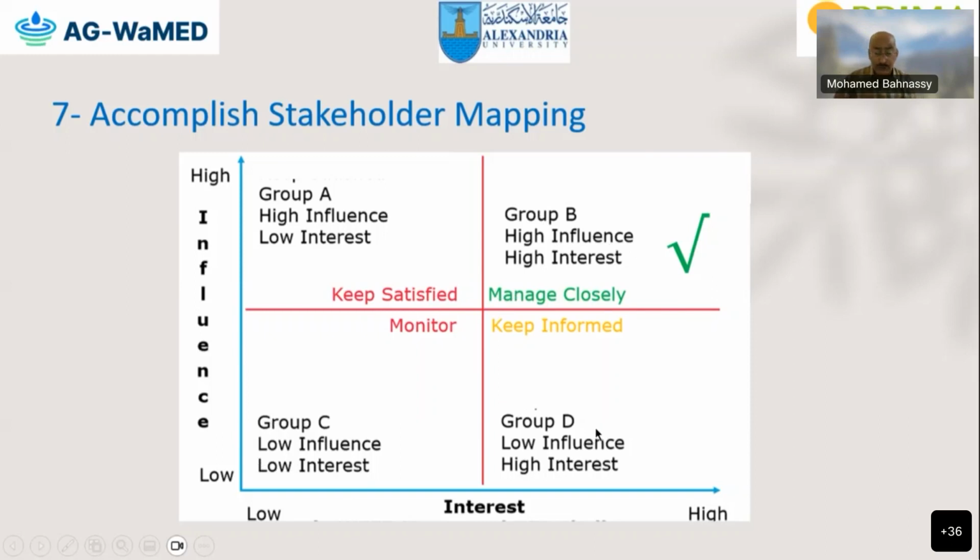The last group of stakeholders, which has low influence but high interest in the project objectives and challenges, we call keep informed. Okay, so these are the four categories of the stakeholder mapping: keep satisfied, manage closely, monitor, and keep informed.